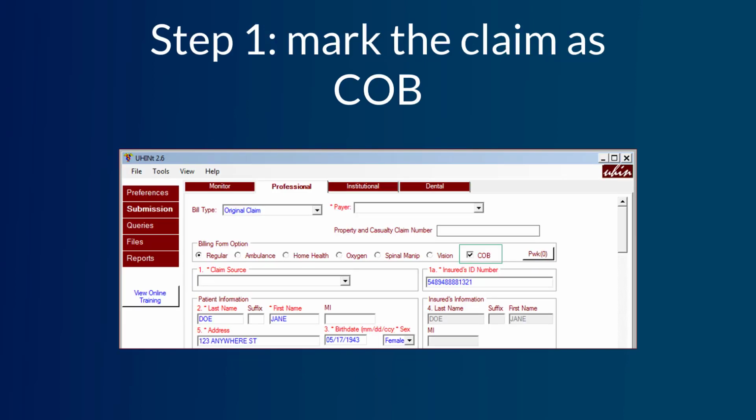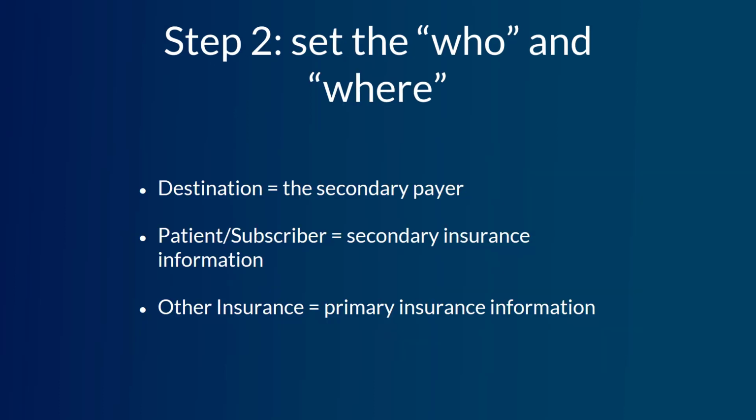The first step is to mark the claim as a coordination of benefits claim. Now, the screenshot I've got here is from UHIN's tool, but the same principle applies even if you've got a different practice management system. There should be some way of marking the claim as a coordination of benefits. It might not be a checkbox like this screenshot. It might be a drop-down menu or putting a number into a field. If you have questions about your specific software, please ask your vendor how you can mark a claim as a coordination of benefits.